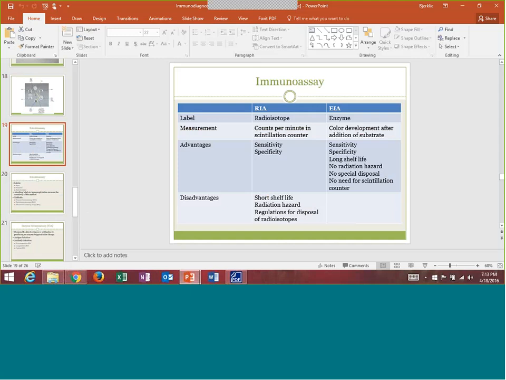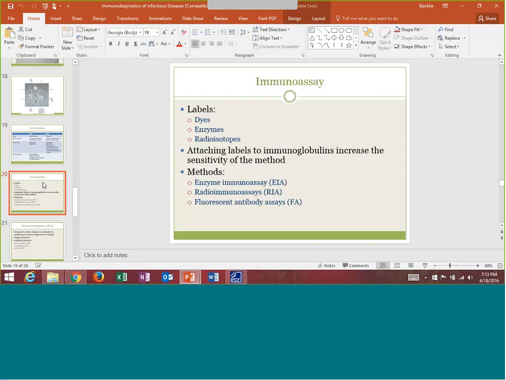All right, so this one is comparing different immunoassay techniques. We have radioisotope versus enzyme techniques. So it just tells you the advantages and disadvantages of each. I will say this, EIAs, enzyme immunoassays, are extremely common. This is a very common one to see. We rarely see radioisotopes, and the reason for that is the radiation hazard. So pretty much we play a lot with the enzyme immunoassay in lab.